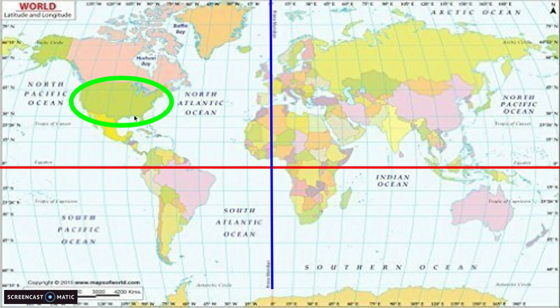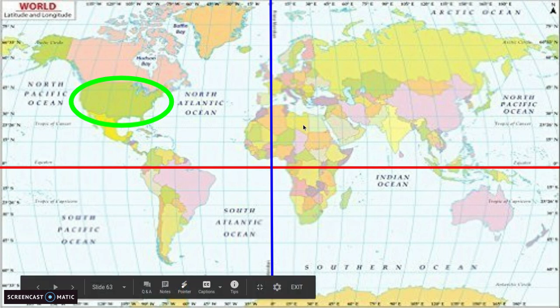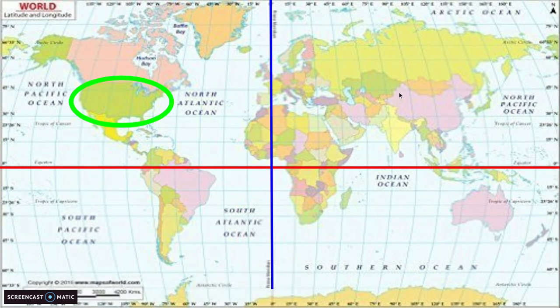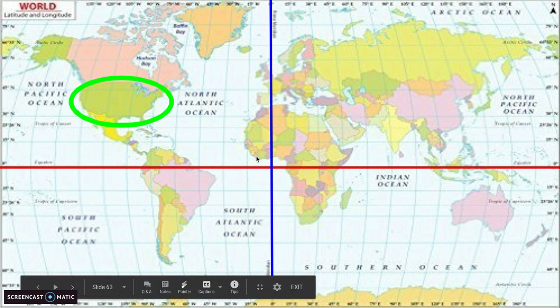Is the United States a part of the eastern hemisphere or the western hemisphere? Say it out loud. A little bit louder. Yeah, correct. It is part of the Western Hemisphere. We find the Prime Meridian and we see which side the United States is on, the eastern side or the western side.